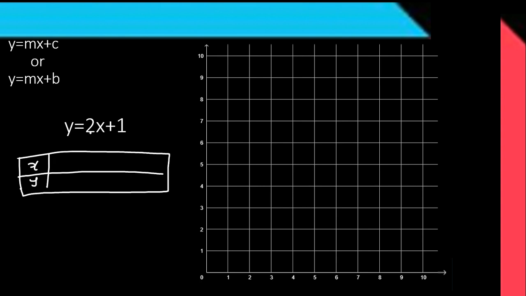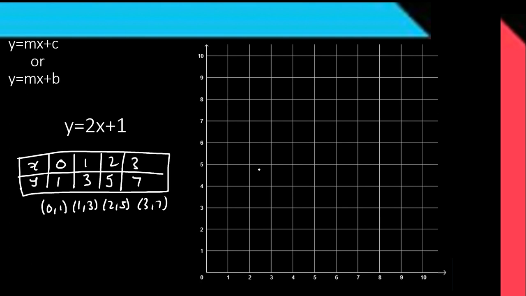And what we can do is we can put some values in for x and work out what the y value would be. So for example, I'm just going to put 0, 1, 2, and 3. And if I substitute them into the equation, we just say, okay, what is 2 times 0? It is 0, plus 1 is 1. If I substitute 1 in, 2 times 1 is 2, plus 1 is 3. 2 times 2 is 4, plus 1 is 5. And then finally, 2 times 3 is 6, plus 1 is 7. And they're my ordered pairs. So I have (0, 1), (1, 3), (2, 5), (3, 7).